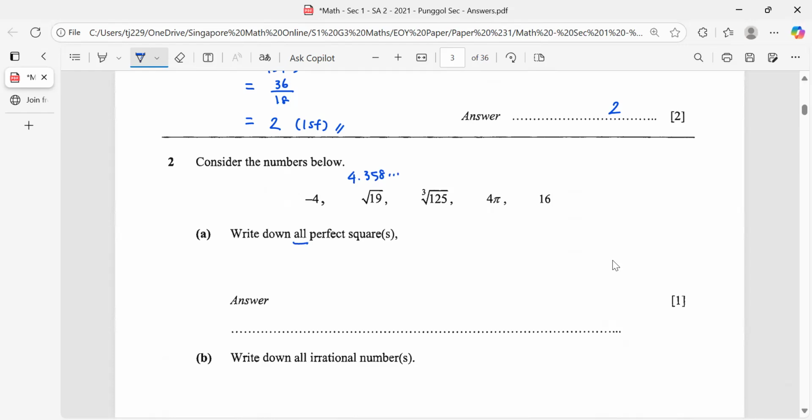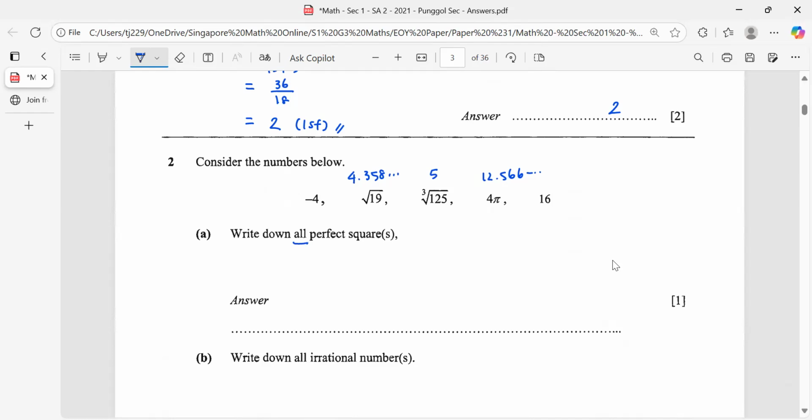Cube root of 125 gives us 5. 4 pi gives us 12.566. Okay, and from here, all perfect squares are basically numbers that can be square rooted to give you an integer value. So negative numbers are definitely out. Negative numbers are not perfect squares.